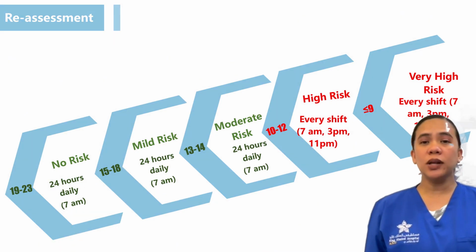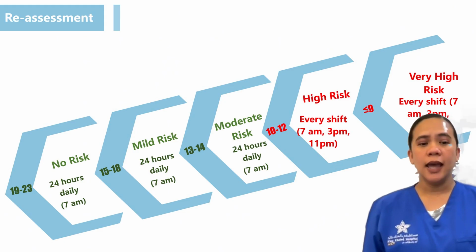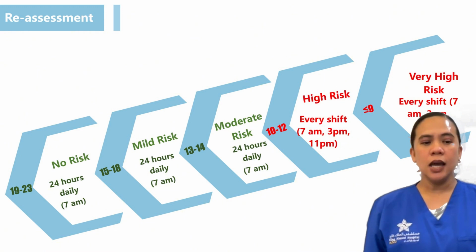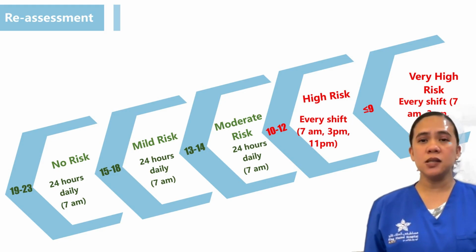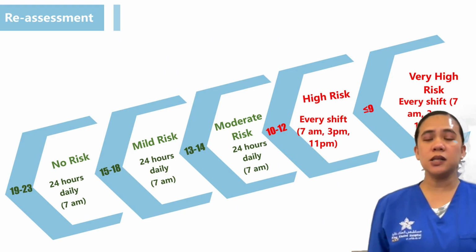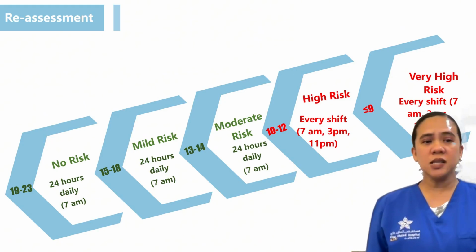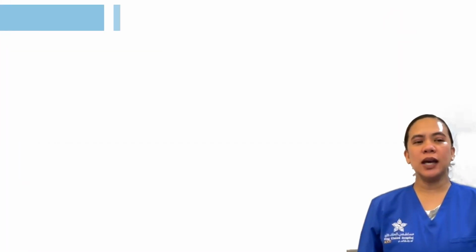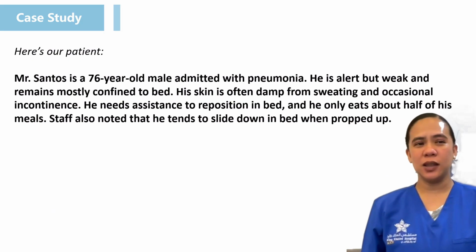As nurses, it's important to assess each patient on admission and then reassess regularly, especially when their condition changes. This tool helps us to take action early, tailoring interventions like repositioning, skin protection, and nutritional support. High-risk and very high-risk patients are reassessed every shift at 7 a.m., 3 p.m., and 11 p.m., while no-risk, mild risk, and moderate risk patients are reassessed 24 hours daily at 7 a.m. Let's now look at a sample case and try scoring it together.